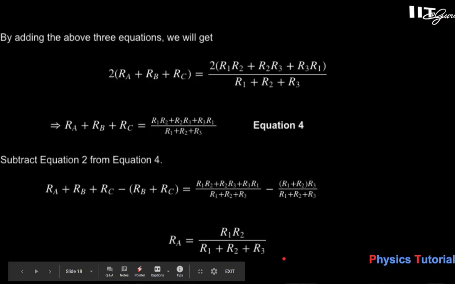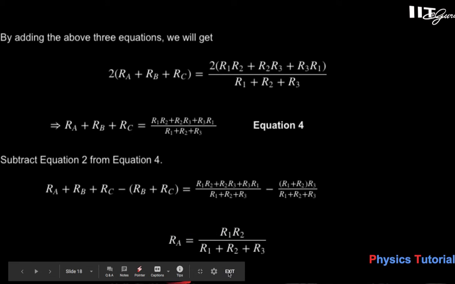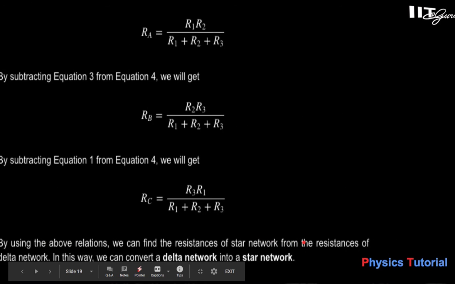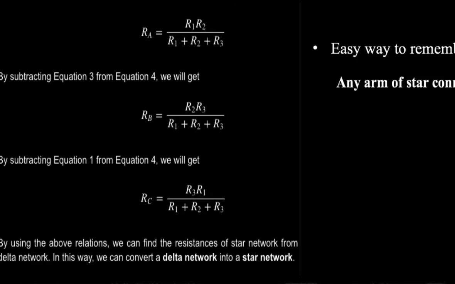In this way, while subtracting the equations one by one, you will get the value of RA, that is RA equal to R1 R2 upon R1 plus R2 plus R3. And similarly RB you can find, R2 R3 upon R1 plus R2 plus R3, and also RC you can get, R3 R1 upon R1 plus R2 plus R3. So in this way we can convert delta to star network.